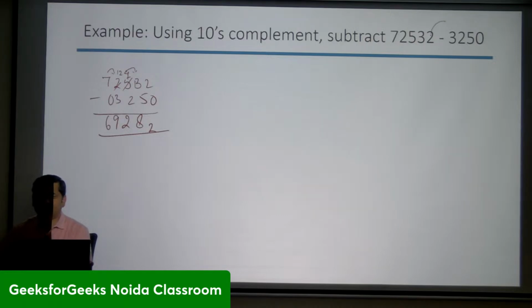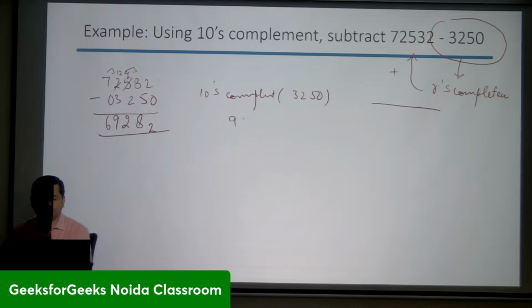Okay, for any negative representation or any negative number, the r's complement plays the important role. Take the r's complement of the negative number and add it with the first number, you'll get the same result as subtraction. Okay, so if I take the tens complement of 3250, just find the tens complement of this.